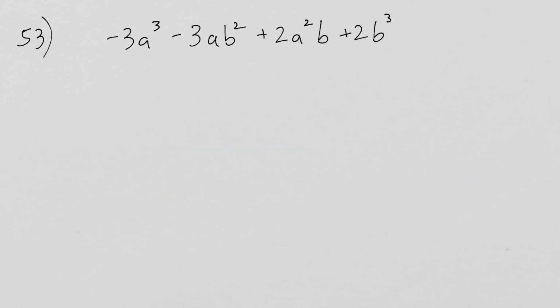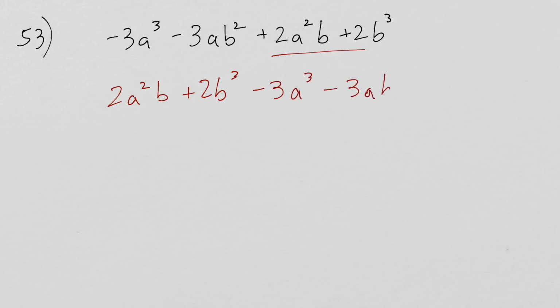Okay, in this problem, I personally don't like that the leading coefficient is negative. I'd rather have it positive, so I'm going to reorder this. And these two things have stuff in common, so I can just leave it in like that. So I'm going to have 2a squared b plus 2b cubed, and I'll just put these ones down. Negative 3a cubed minus 3ab squared.